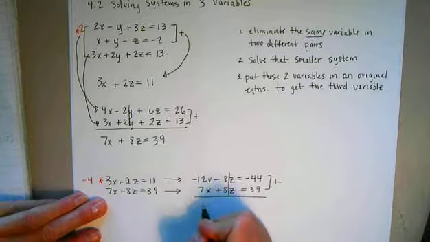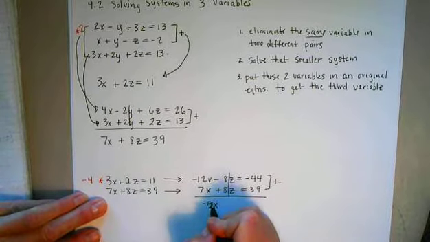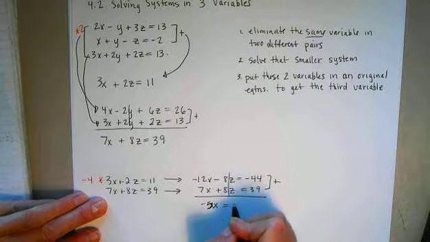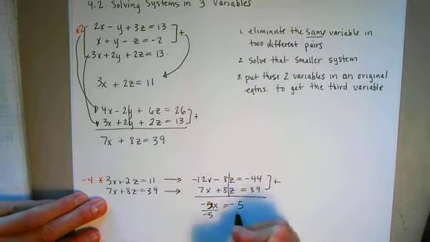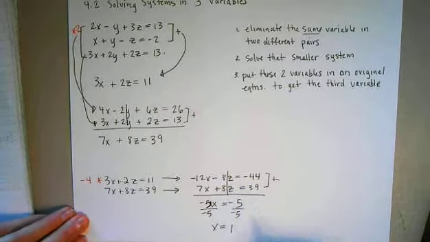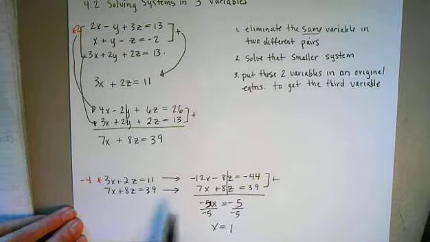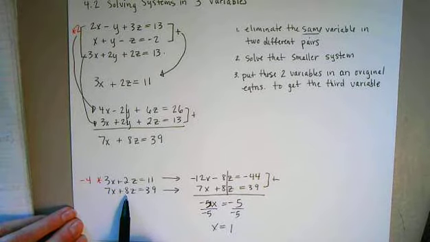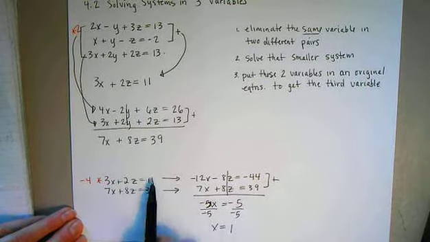And I have negative 5x. Ugh, that's kind of sloppy. My bad. Negative 5x equals negative 5. So dividing by negative 5, we get x equals 1. Now we stick with our smaller system and we plug that back in to get z. So let's just plug it in. You can plug it in here or here or here or here, because those are equivalent and those are equivalent.